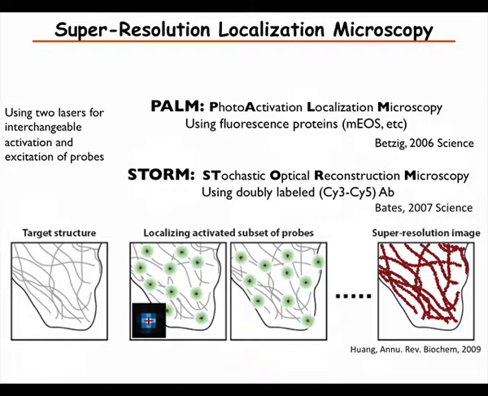They were developed about the same time, a little bit less than 10 years ago, and it was awarded the Nobel Prize in Chemistry last year. So one is PALM, where you have a fluorescent protein itself, or STORM, where you have an antibody that's labeled.